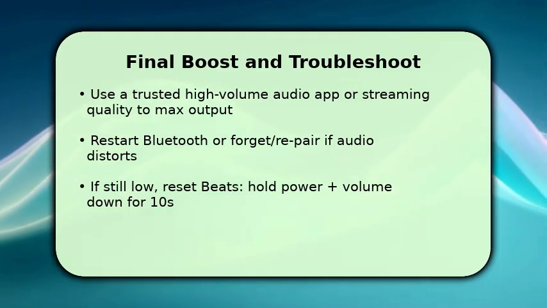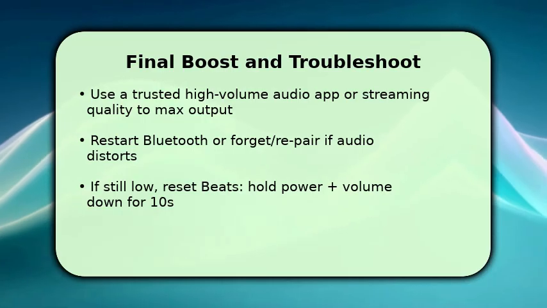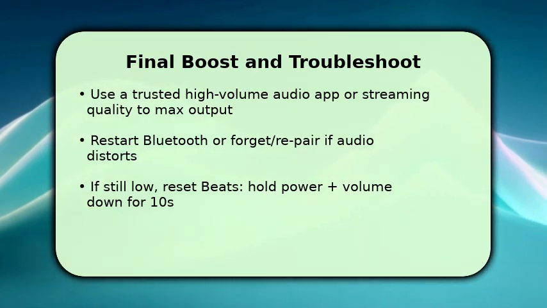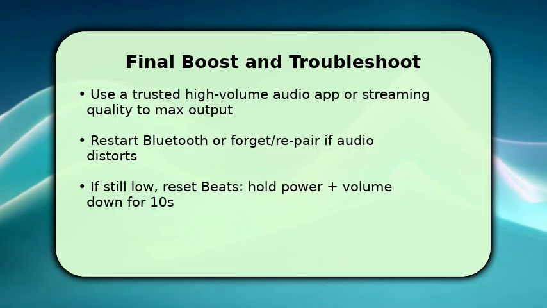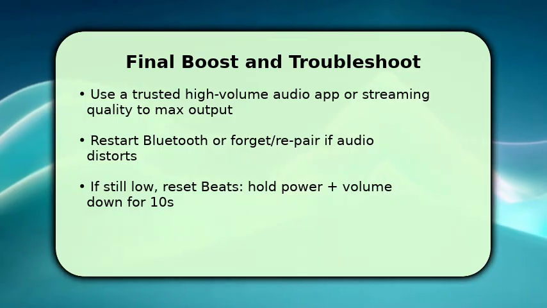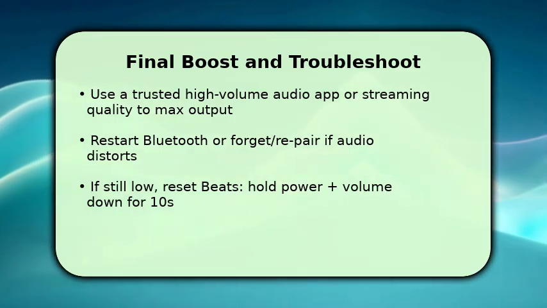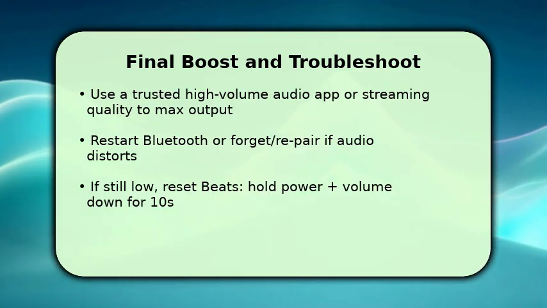When persistent low volume happens, perform a factory reset on the headphones by holding power and volume down for 10 seconds, then repair. If nothing fixes it, intermittent hardware amp failure is likely. Contact support or consider warranty service as your final troubleshooting step.